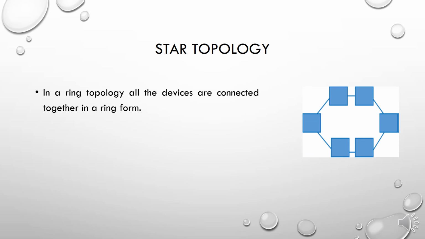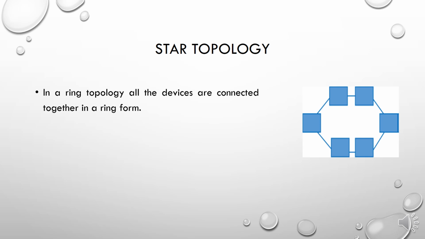As you can see here, we have 6 devices, and each of the devices is connected to two neighbors. So they are in ring form.